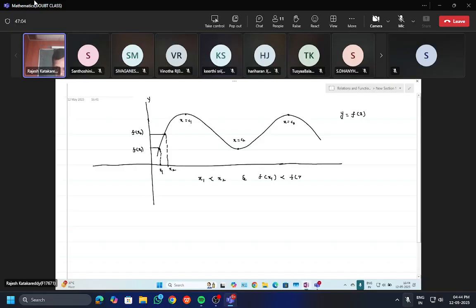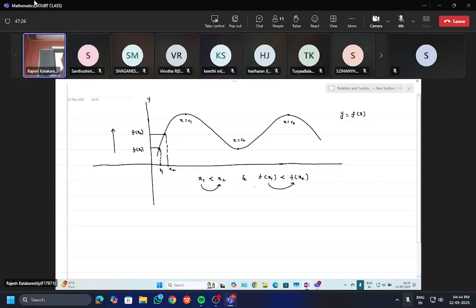Lying below means you can take 1 and 2 or something, right? Lying below, if I move in this direction in the y-axis, I am increasing the value of y, right? That's what I wrote here. Clear? So as I am increasing the value of x, the function value is also increasing. Therefore, it is an increasing function, right?